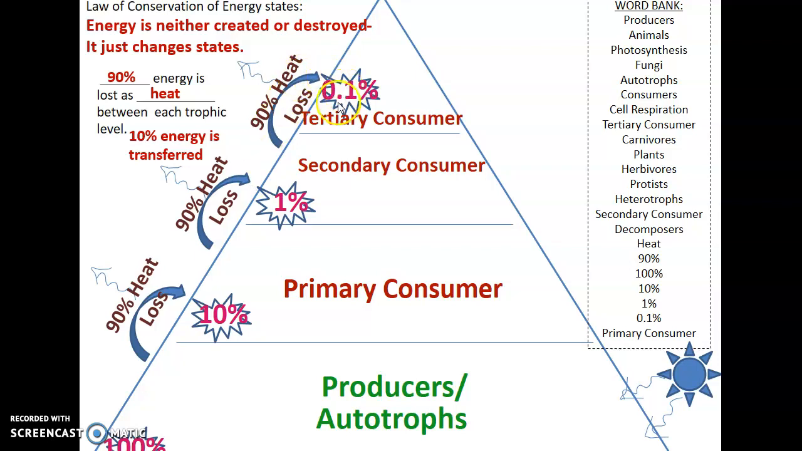And then at the tertiary level, they only gain 0.1% of the total energy from consuming an organism because they've lost 90% of secondary consumer energy. So if you look, the percentages are just 90% lower at each pyramid level.